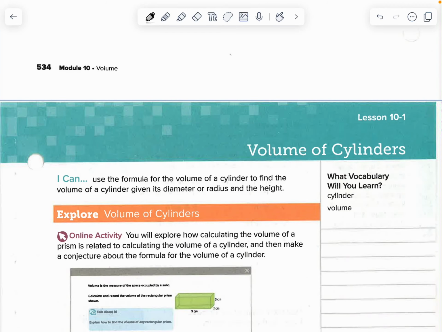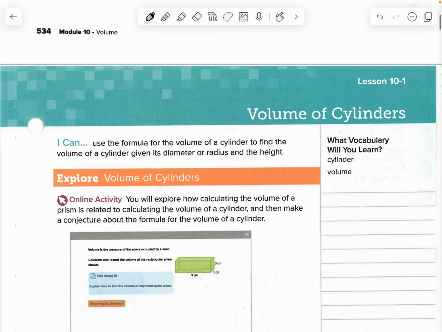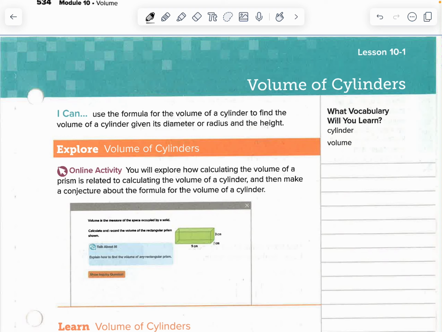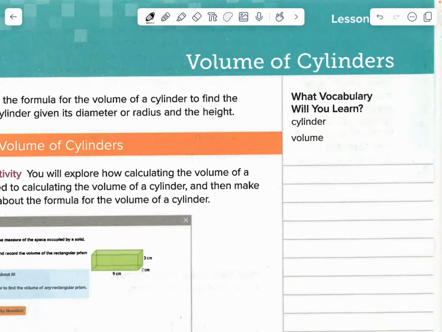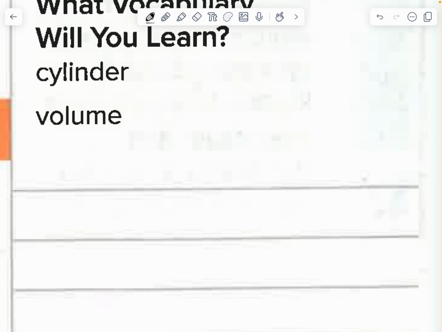We are on page 535. We are in Module 10, Lesson 1, Volume of Cylinders. And before we can talk about the volume of cylinders, we need to remember what the area of a circle is.